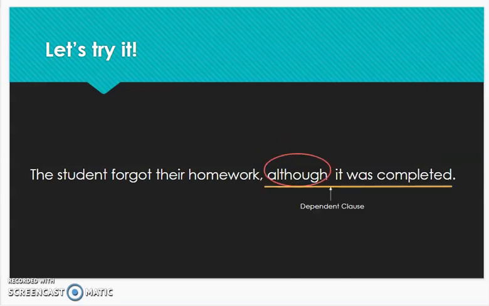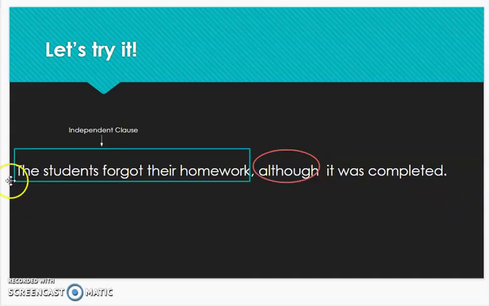So which one is it? Although it was completed. Well, what happened although it was completed? The students forgot their homework. So this right here is my independent clause. It can stand by itself. If I forget about the rest, the students forgot their homework is a complete sentence, it's a complete thought. So we're going to call it the independent clause.